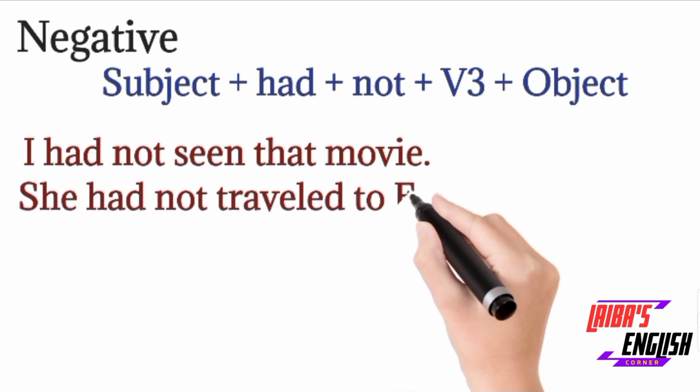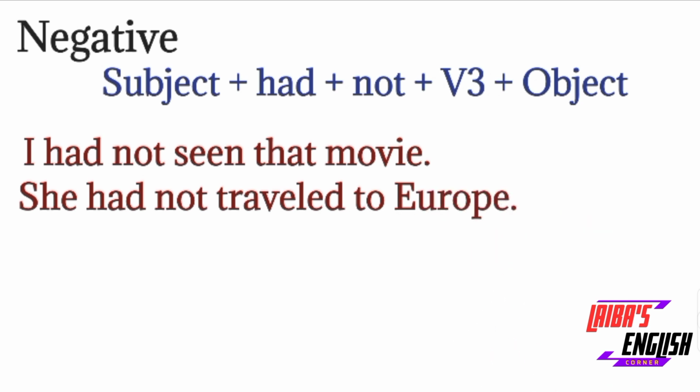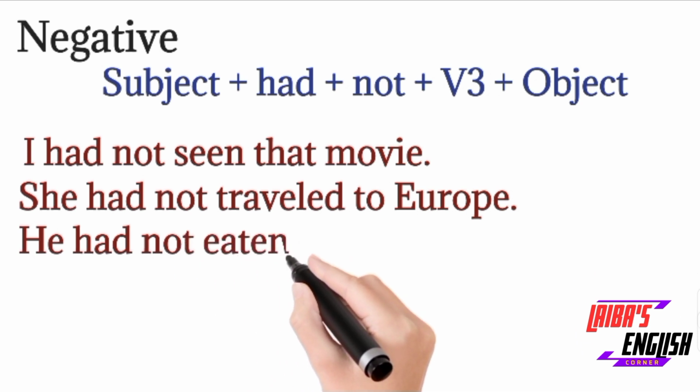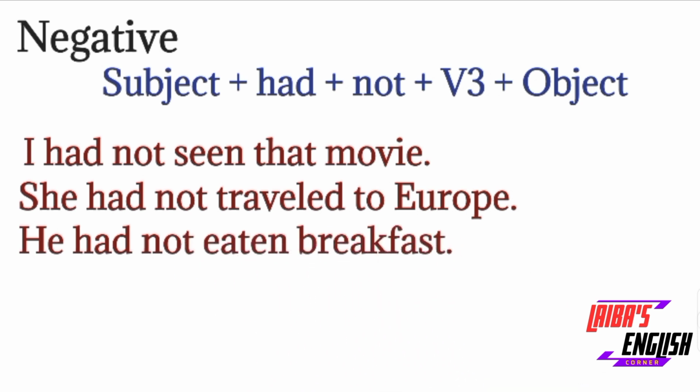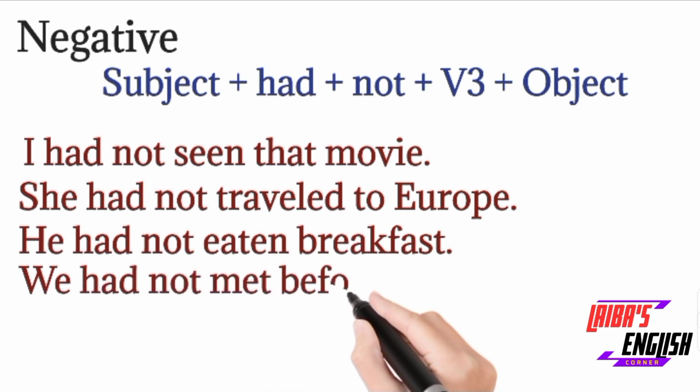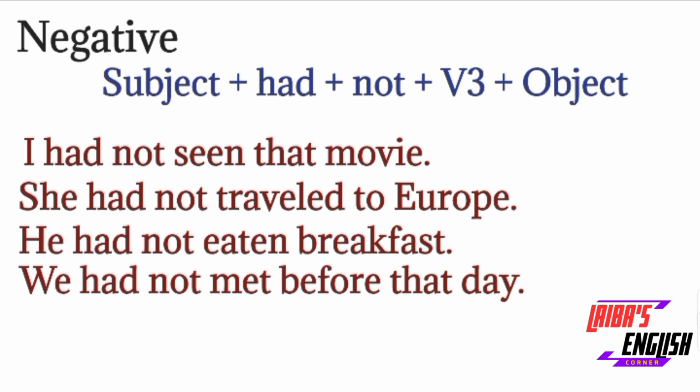Second example is she had not traveled to Europe. Here she is a subject, had helping verb, not is used, travel third form traveled, and Europe is an object. Third example of past perfect negative tense is he had not eaten breakfast. So here he is a subject, had as a helping verb, not is used, eat third form eaten, and breakfast is an object. Fourth example is we had not met before that day. So I think your concept of past perfect negative is totally cleared.